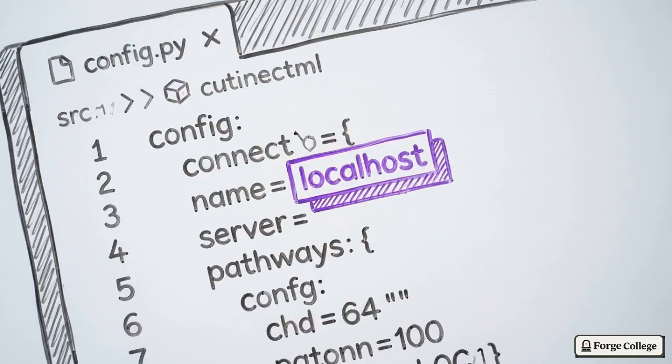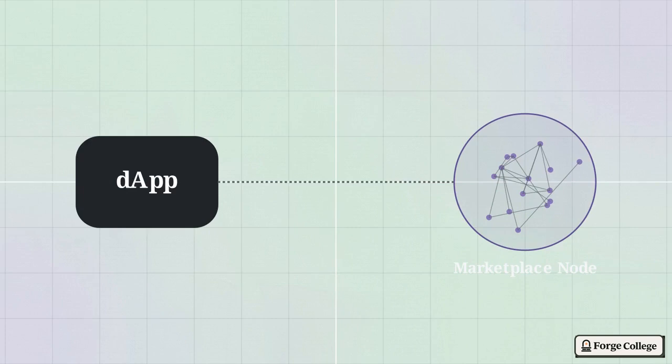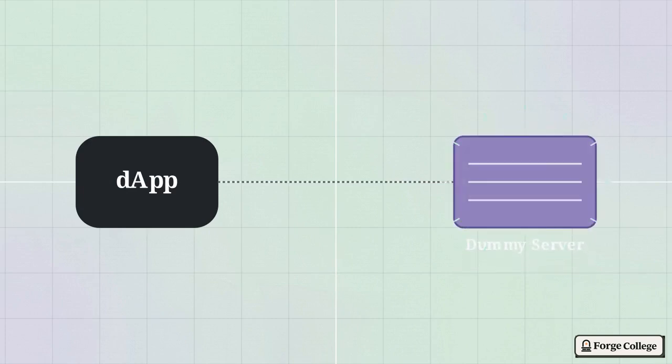The first tool we use to build this isolation is an HTTP mocking library, like Nock. HTTP mocking intercepts network requests right on your machine before they ever reach the actual internet. This schematic shows swapping the complex marketplace node for a simple dummy server. It only follows hard-coded instructions.